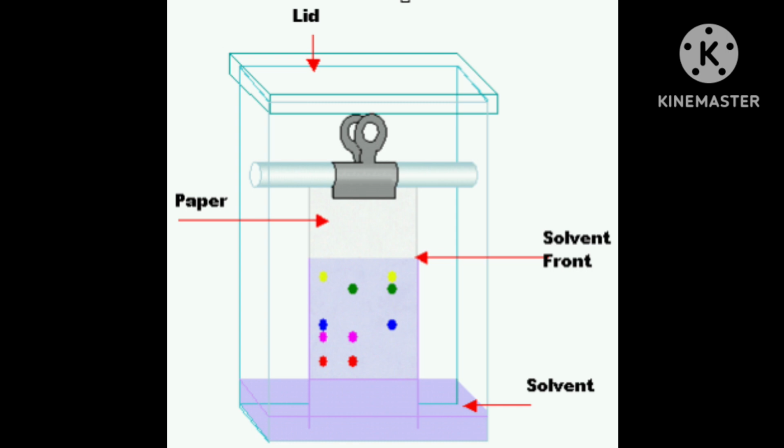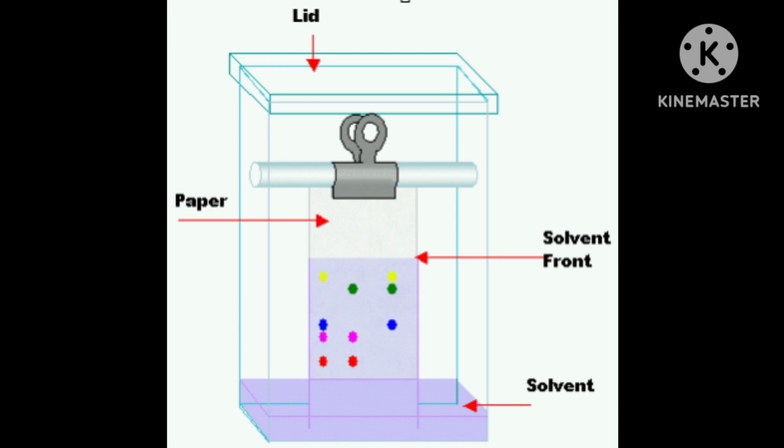Now the other is thin layer chromatography. The main principle is the same, but there are minor changes. In thin layer chromatography, you will give importance to the layer.